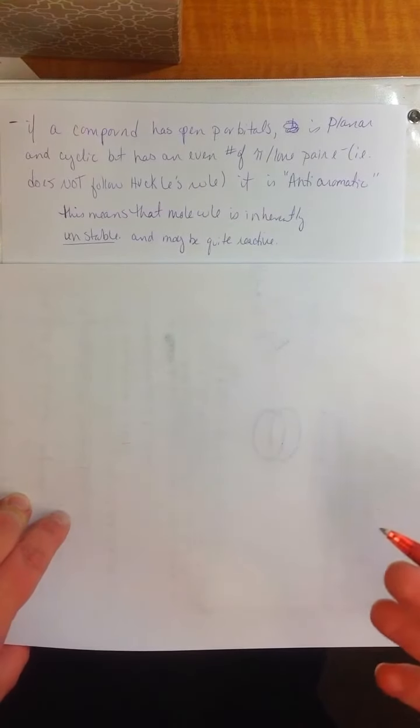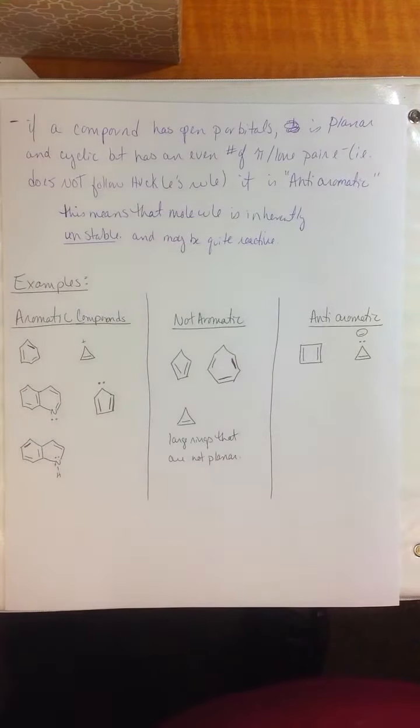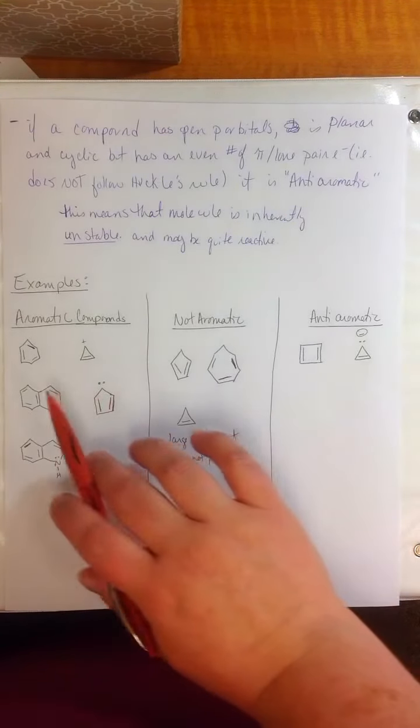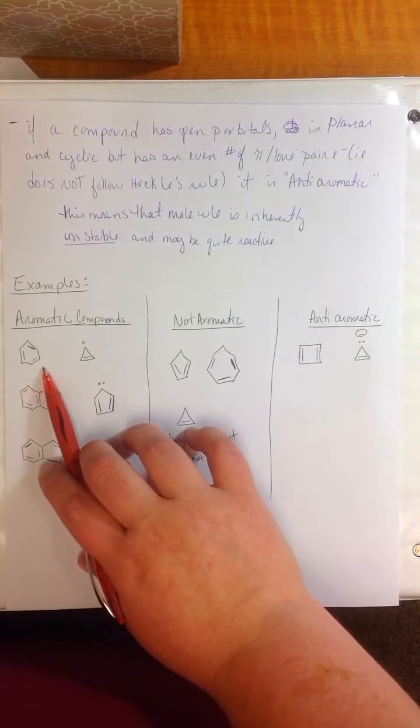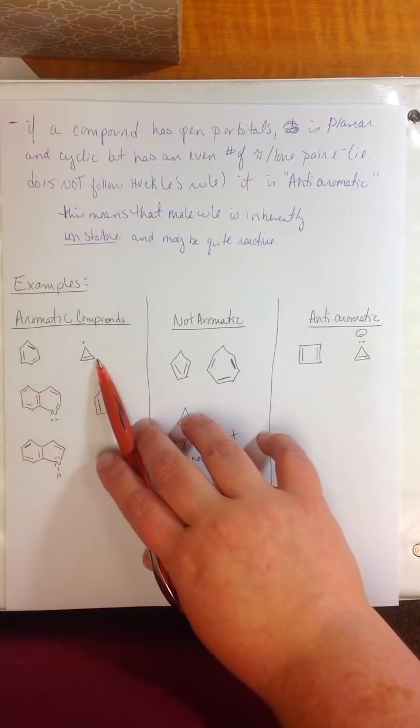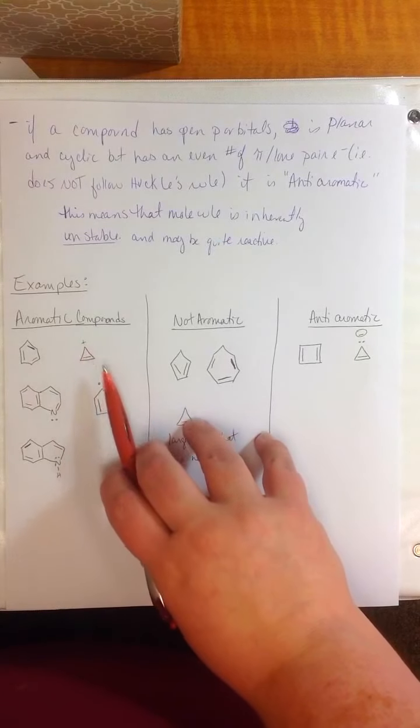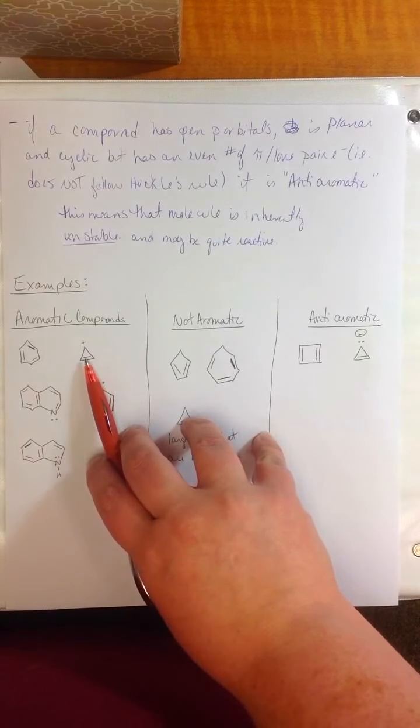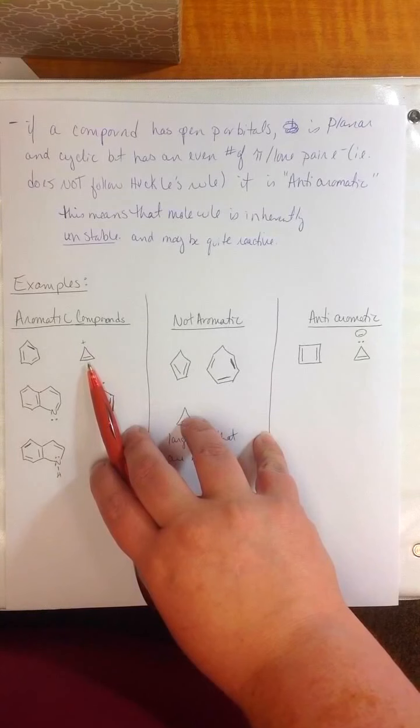So, anti means that you're not following Huckel's rule. An easier way, again, to see this is that you have an even number pair of electrons. So some examples, and I will get to these two momentarily. Benzene will be an aromatic compound. This guy's an aromatic compound. He's aromatic because there's an open p orbital here as well, and we have one pair of electrons.